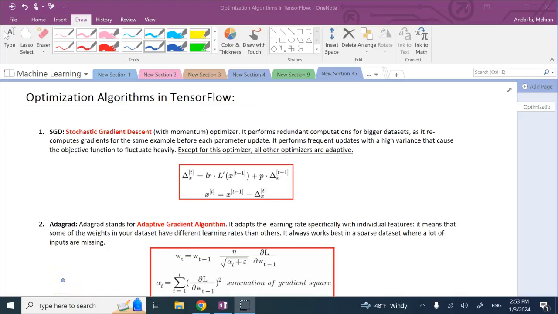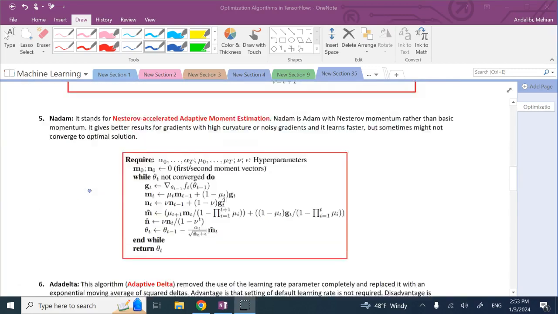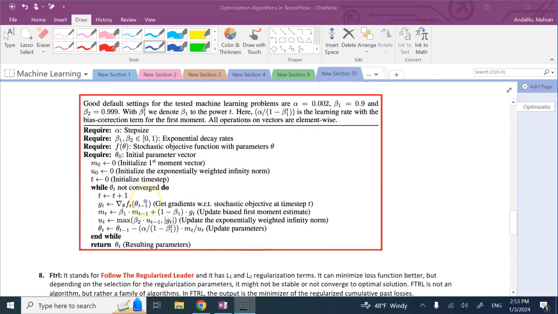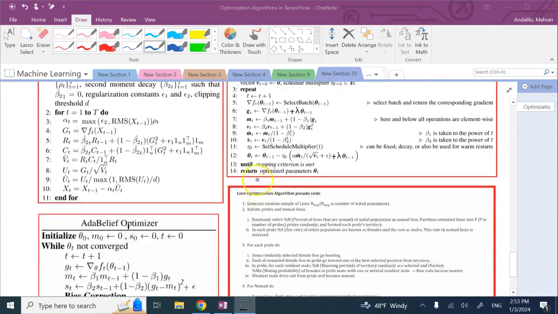Hello everyone. In this video we're going to talk about optimization algorithms in TensorFlow. If you looked at my previous videos, sometimes I use the Adam optimizer, sometimes I use SGD, and there are a lot more. Here I have 12 of them, and I show you the algorithm for all 12.